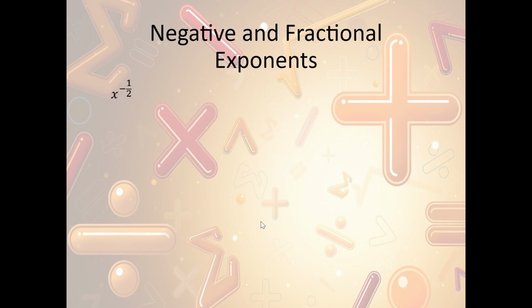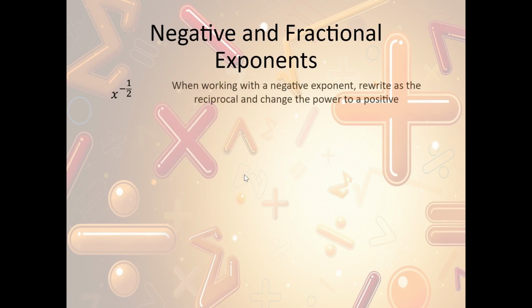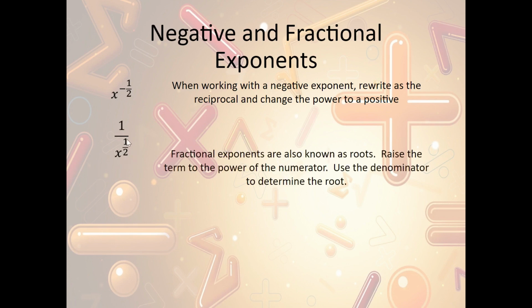Now what if we have a negative and a fractional exponent? Well, we do the same thing we did on the previous two. We're going to go ahead and flip it and make it positive. So x to the negative 1/2 becomes 1 over x to the 1/2 power, just like that. Now we know that we're going to take the 1/2 power, and that becomes x to the first, and then we're going to take the square root of that. So that becomes 1 over the square root of x to the first, which is just x.